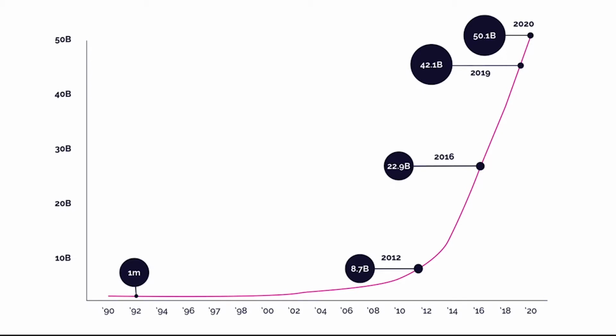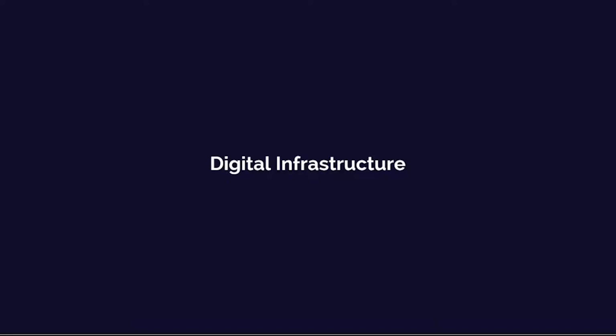It's going exponential, and more devices need to be connected. So you need a good infrastructure. You need a digital infrastructure. In your building, when you're connecting so many devices, you need a digital infrastructure that is able to do so.